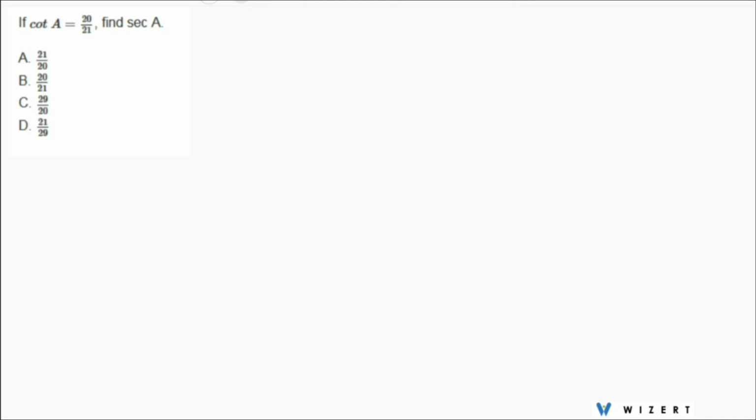We have this question here. If cot A equal to 20 by 21, find sec A. Now let's consider this is the triangle A, B, C, right angled at B. So we are given cot A equal to 20 by 21.